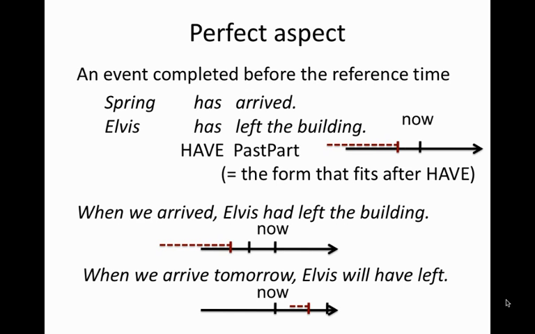So that with respect to now, something is concluded, has arrived, has left the building, or with respect to some earlier point in time, as in Elvis had left the building, had left is perfect aspect with respect to when we arrived. Or it could be will have left, concluded by the time we arrive tomorrow. So that's perfect aspect. These are the two we have in English, in standard English, that is.